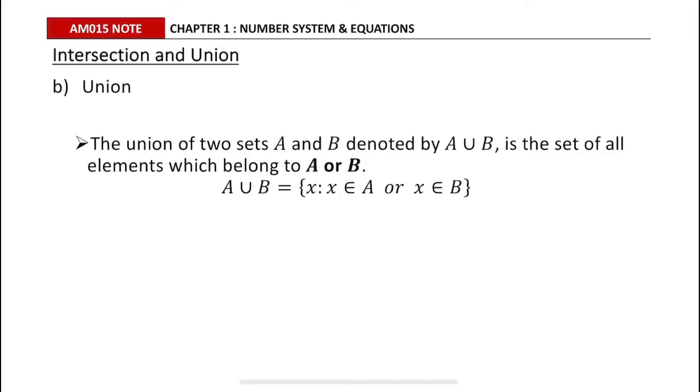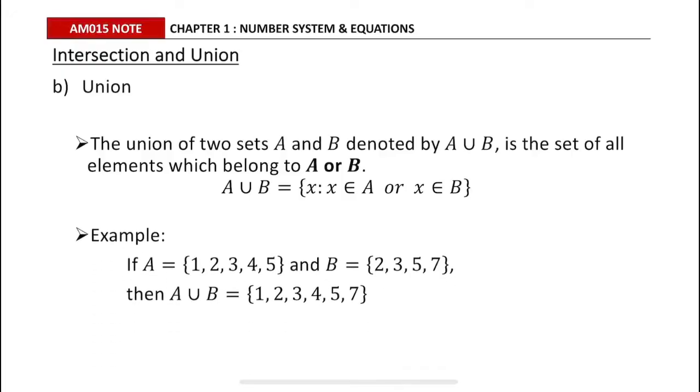The union of two sets A and B is denoted by A union B, and it is the set of all elements which belong to A or B. The example is the same as the previous one, but this time we want to find the union of these sets. The union is all of the elements that belong to A or B, but those same elements are not necessarily written twice. We only write them once.